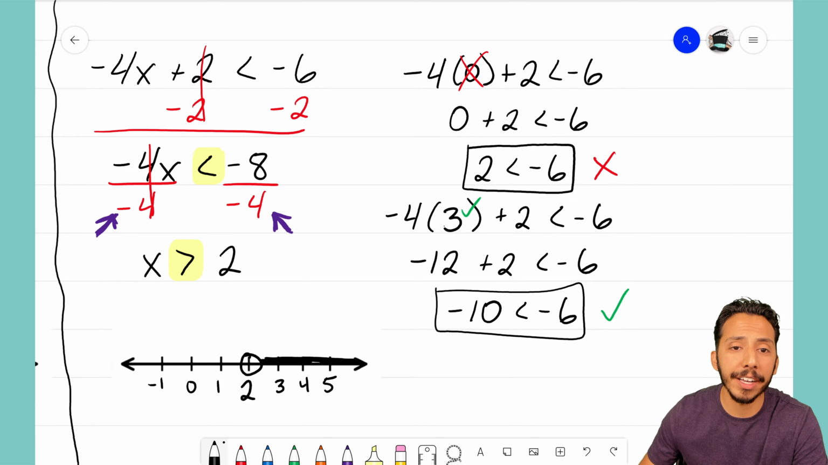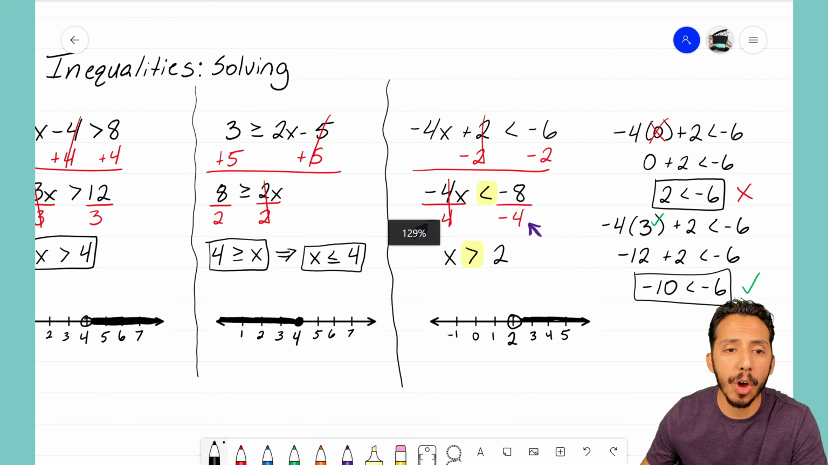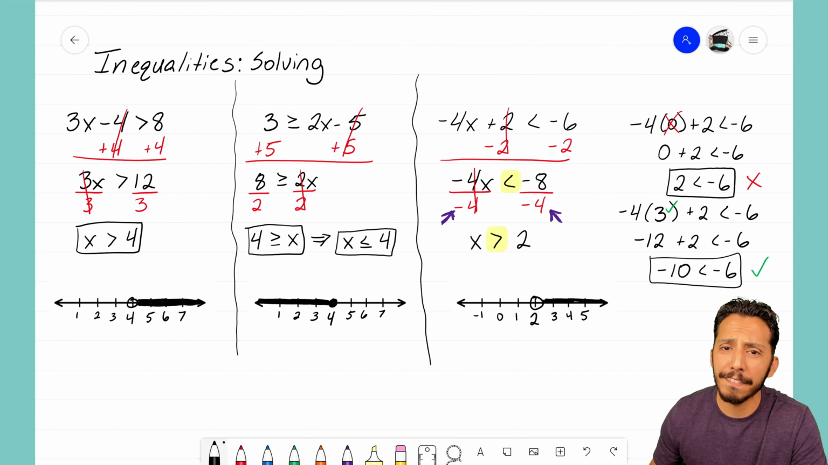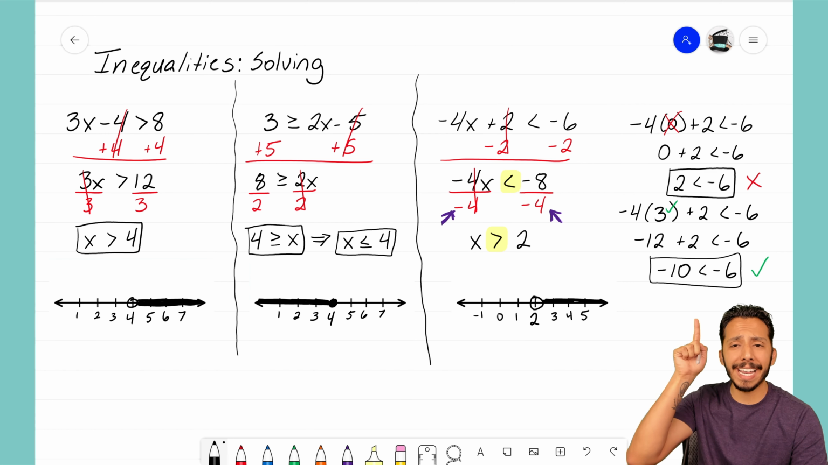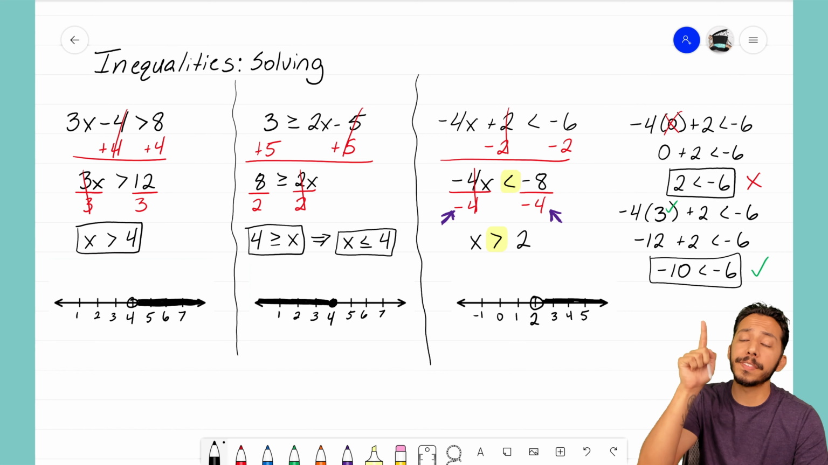So that's how you do it. That's how you solve an inequality. Again, very similar to solving an equation, but sometimes you might have to check your answer to verify that it is a true solution.